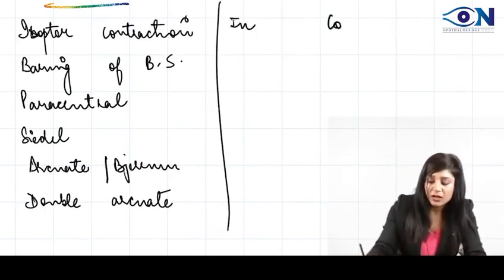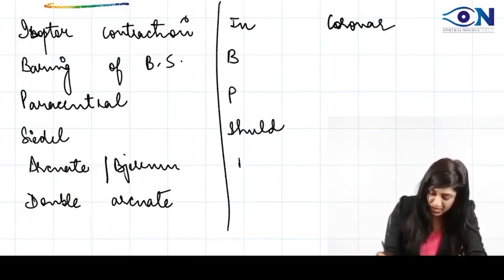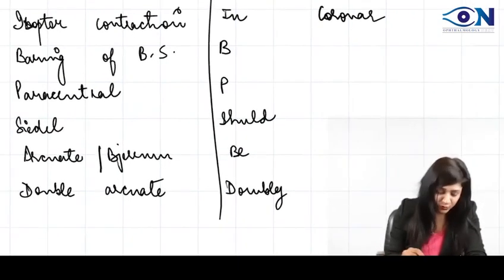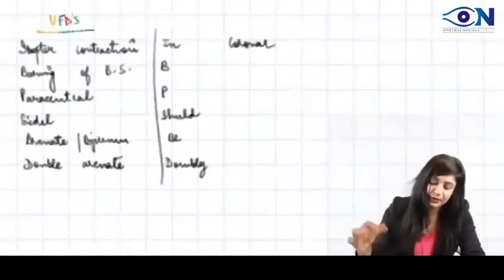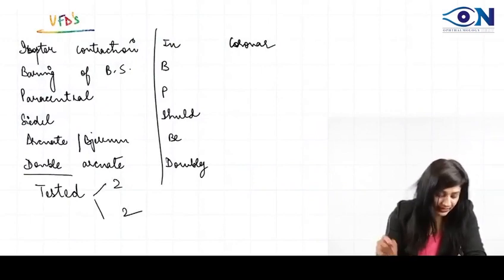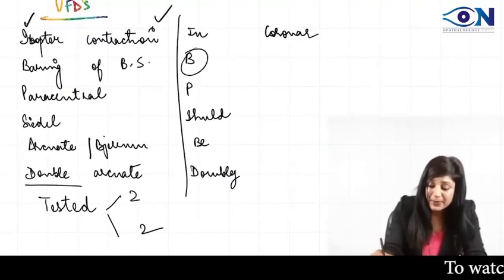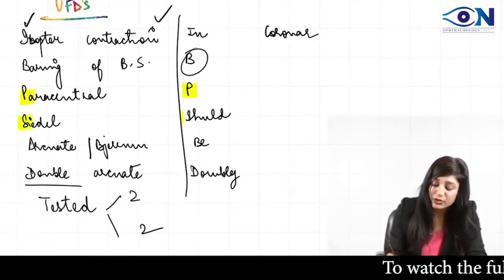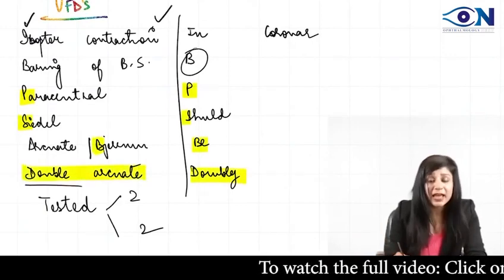In corona, B and P should be doubly tested. It should be doubly tested, so doubly है इसलिए 2 times हो जाएगा ये. Yes. So, in corona, isopter contraction, B for bearing of blind spot, P for paracentral scotoma, S for the Siddle scotoma, D for Jerome scotoma, then W is the double arcuate and tested.